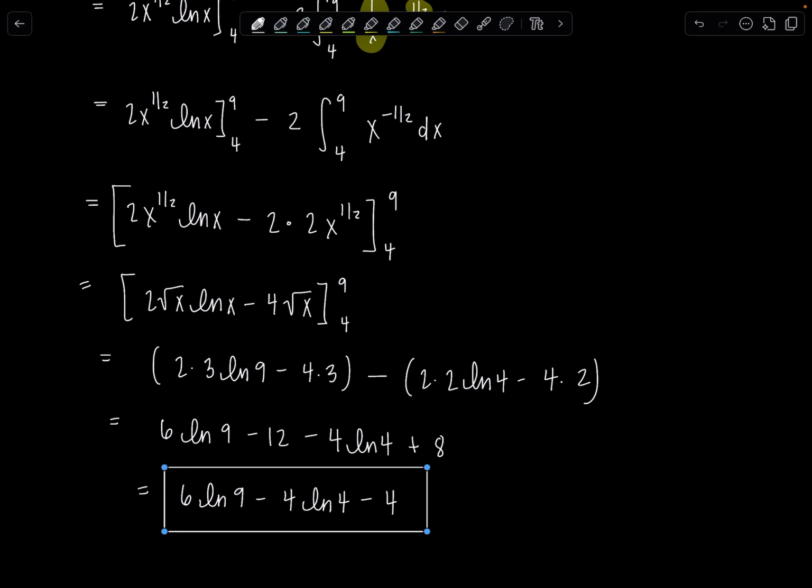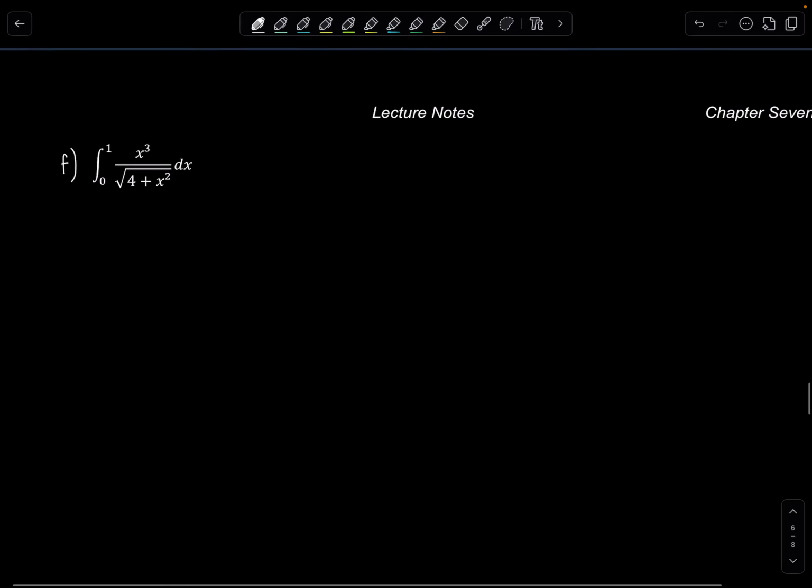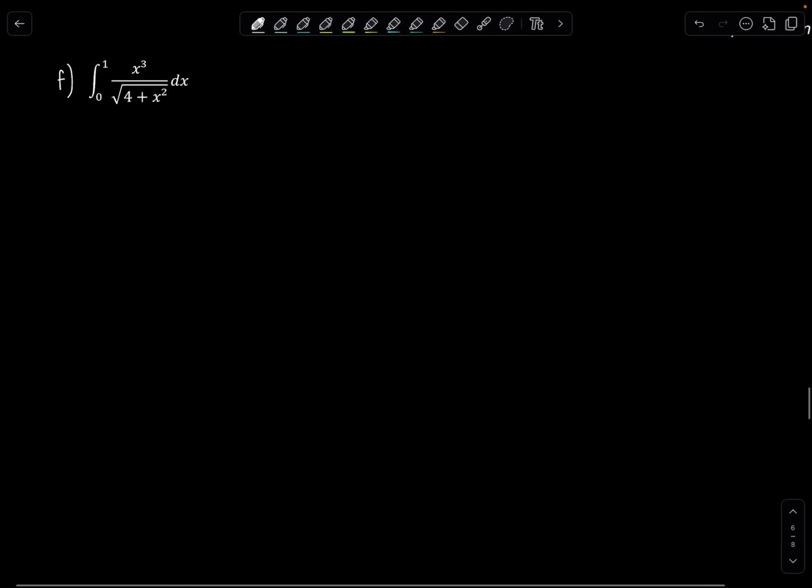Okay, I have 2 more. They're a little spicier, okay? Here we go. Definite integral from 0 to 1 x cubed over the square root of 4 plus x squared. What we actually need to do is make a substitution first, and then let's set up by parts. So when I say a substitution, I mean basically like a u sub, but I'm not going to use the variable u because I'm trying to save it for when we do by parts. Do you know what I mean?